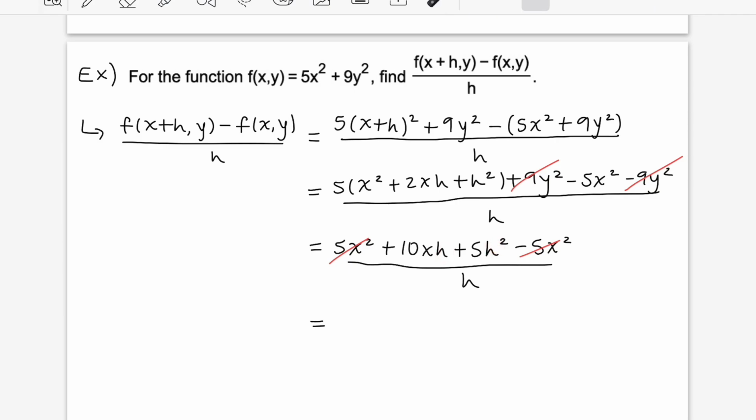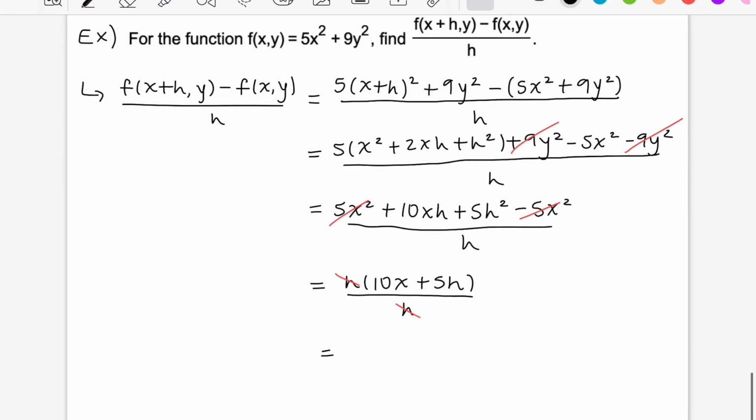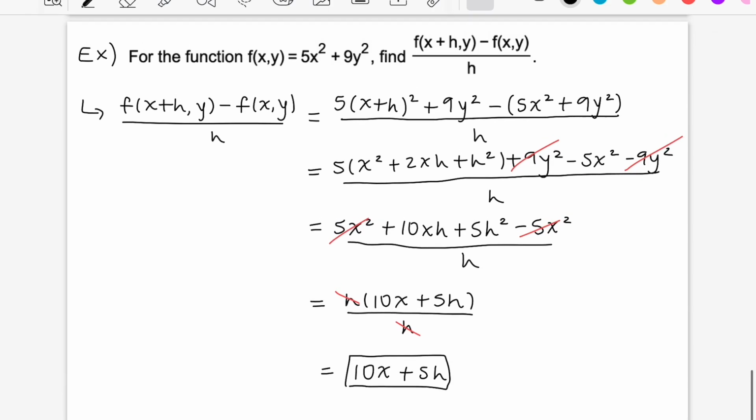We also have an h in both terms of these guys here. So what we'll do is pull that out. So we get h times 10x plus 5h all over h here. Now we'll have that these h's will cancel, and then we're just left with 10x plus 5h. All right, so that was an example of evaluating the difference quotient when our x is slightly changed here, but we still have our y with a function that is dependent on two variables, x and y.